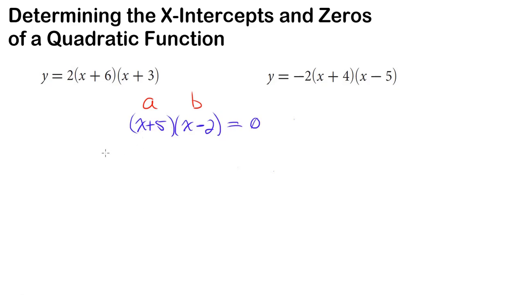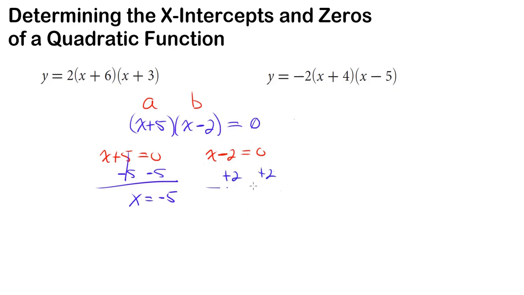So I'm going to write one equation that says x + 5 = 0 and another equation that says x - 2 = 0. And then I just need to solve these very basic equations. So x + 5 = 0. In order to solve for x, I have to subtract 5 from both sides, and I get x = -5. And over here in x - 2 = 0, in order to solve for x, I have to add 2 to both sides. And I get as my solution x = positive 2.